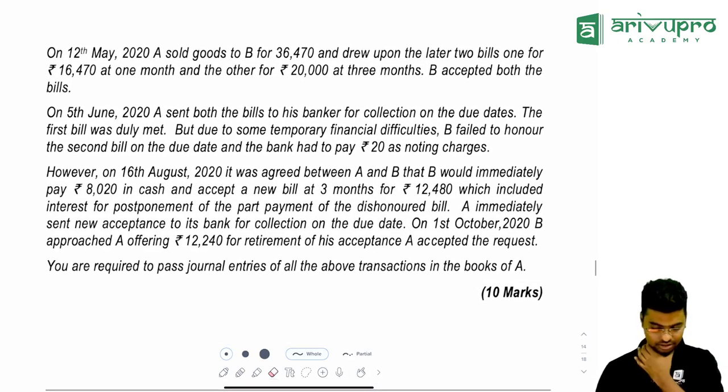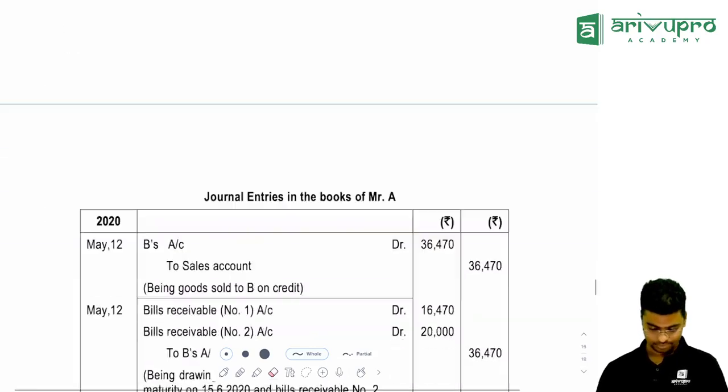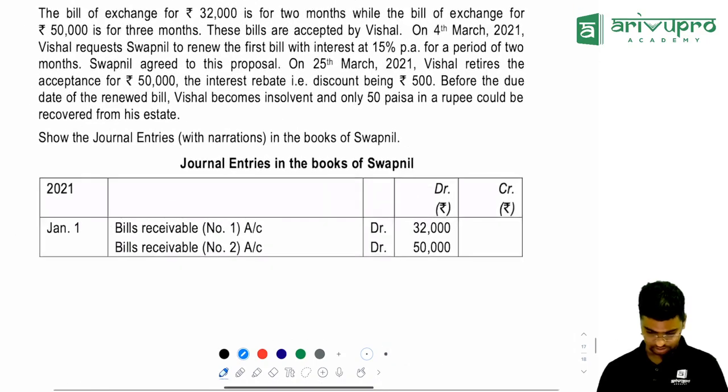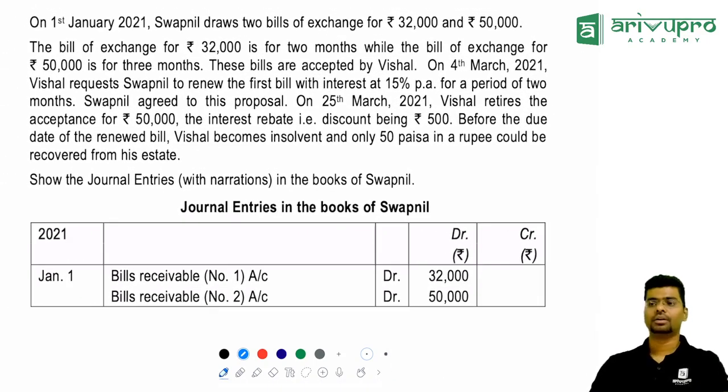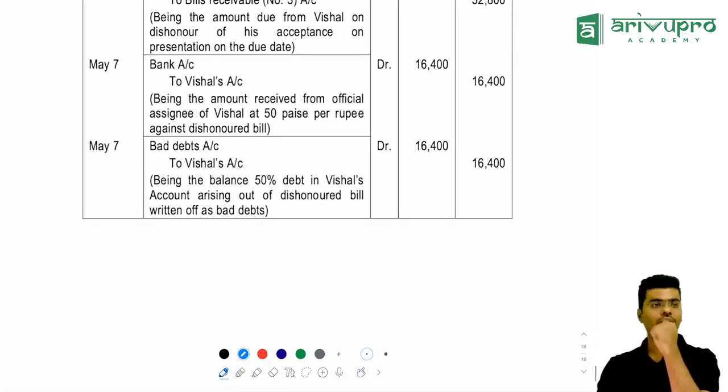This question is pretty much a very similar question, no? Do you have any doubt in this question? I think the only difference is they have added noting charges here. Should I explain anything in this question? This question, guys, this question... Got it, everyone? Okay, whoever has doubts in bills of exchange concepts, ask. We are done with this.